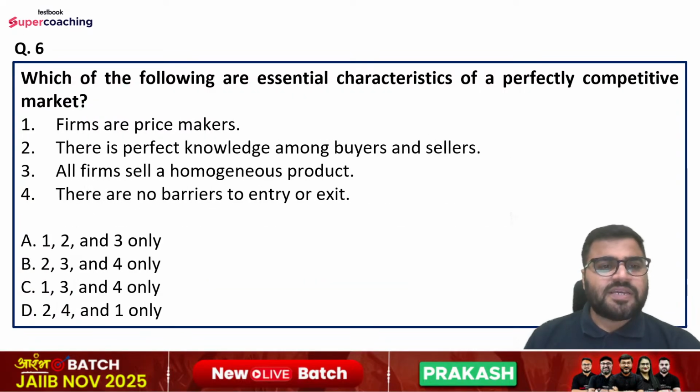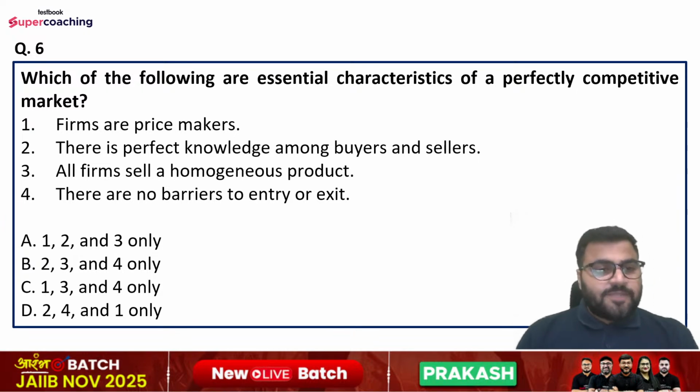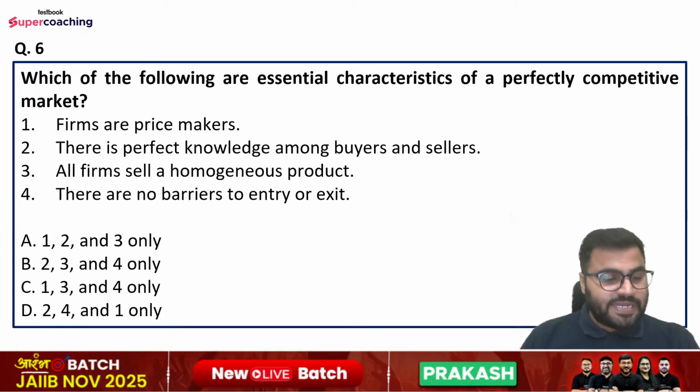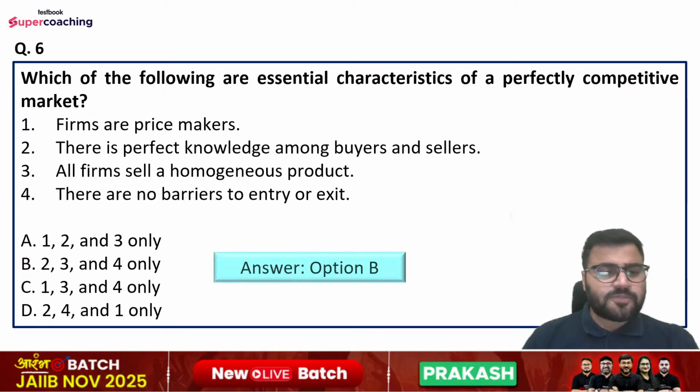Question number 6, which of the following are essential characteristics of a perfectly competitive market? Statements are: firms are price makers; there is perfect knowledge among buyers and sellers; all firms sell a homogeneous product; there are no barriers to entry and exit. Options are first, second, and third only; second, third, and fourth only; first, third, and fourth only; or second, fourth, and first only. Yes, right answer is option number B here, that is second, third, and fourth only.